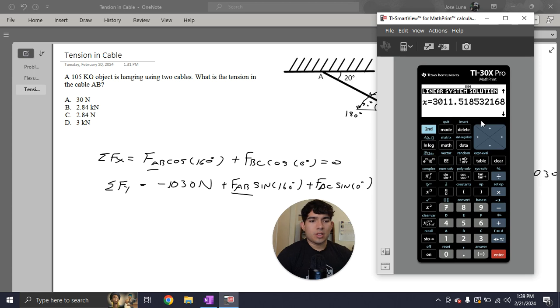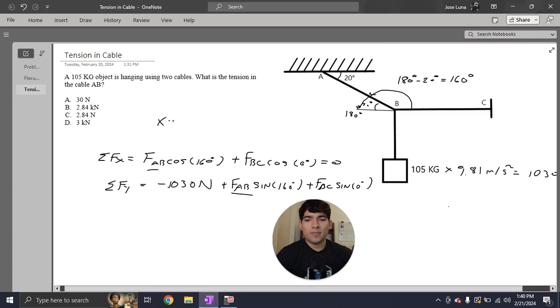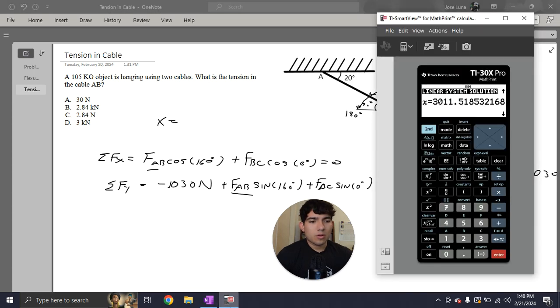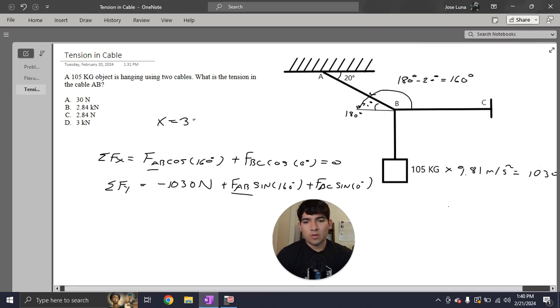In this case, as you can see, this X is corresponding to the force in cable AB, and the Y is corresponding to the force in cable BC. So when we do solve it, we get that X is equal to 3011 or 3012 newtons.